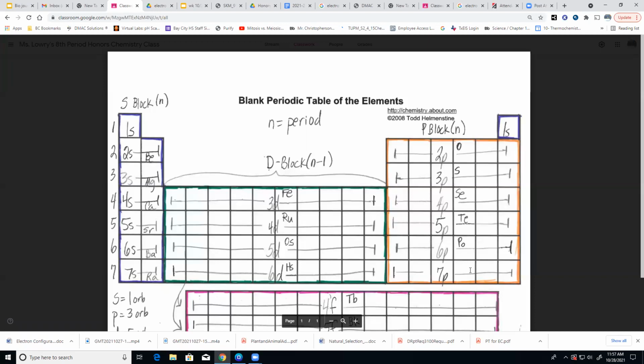Close up electron configuration for a minute. AP Chemistry.